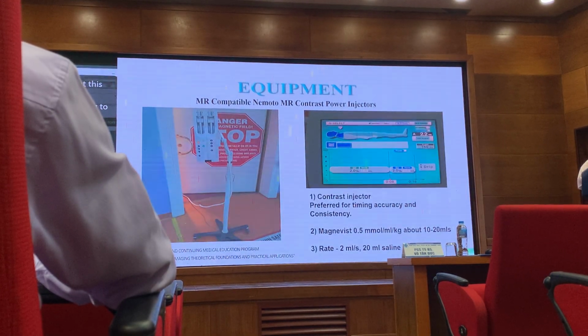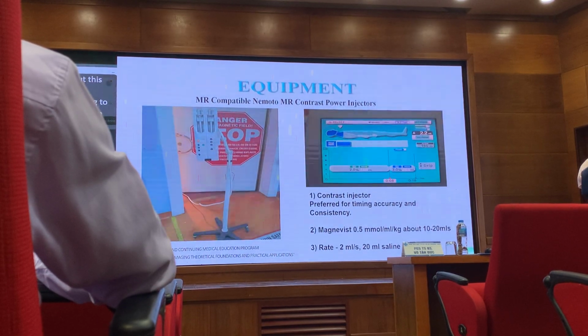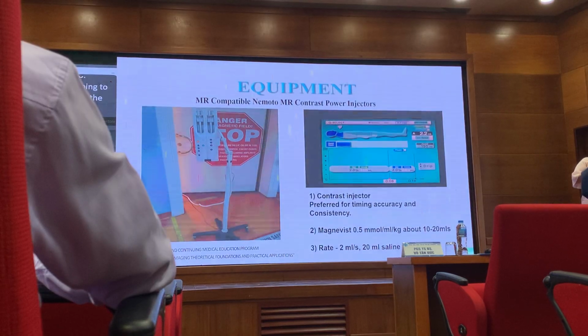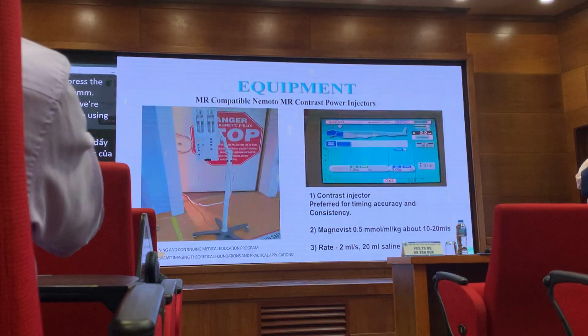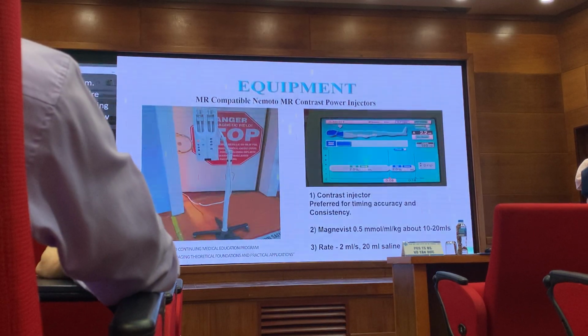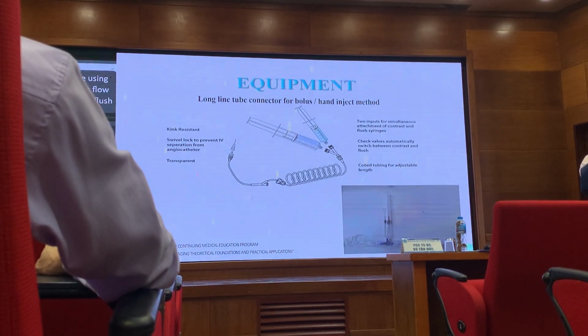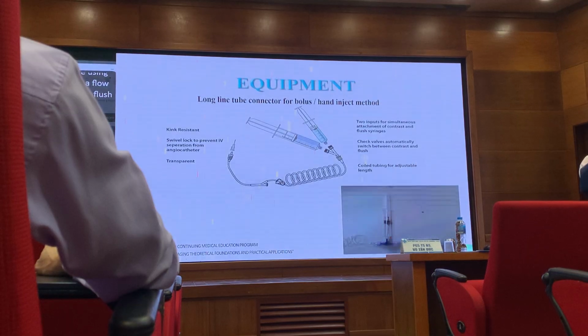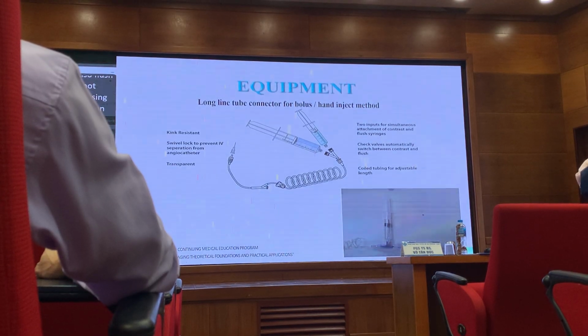This is the contrast power injector that we are using. What we practice is 10 to 20 mL of contrast with a flow rate of 2 mL per second, and also a flush with 20 mL of saline. If we are not using the injector, then we use the bolus injection or hand injection method. We combine the two together, contrast and saline. We flush the contrast and then follow with the saline to chase the flow.